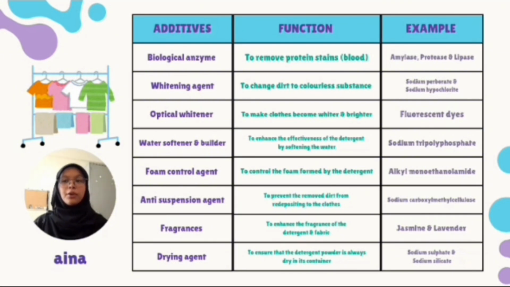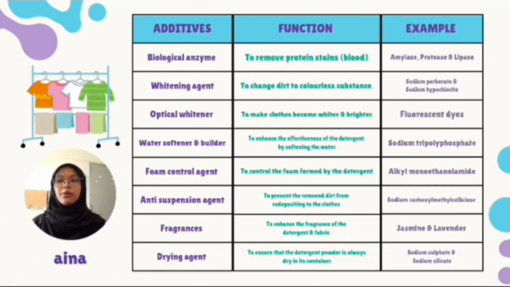Number one, we have biological enzyme. The function is to remove protein stains such as blood. For example, amylase, protease, and also lipase. Next one, we have whitening agent. The function is to change the dirt to a colorless substance. Examples are sodium perborate and sodium hypochlorite.